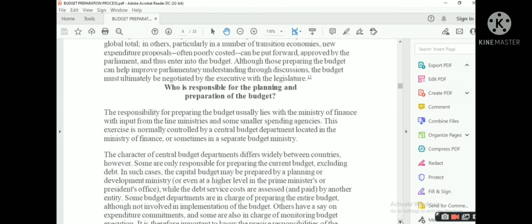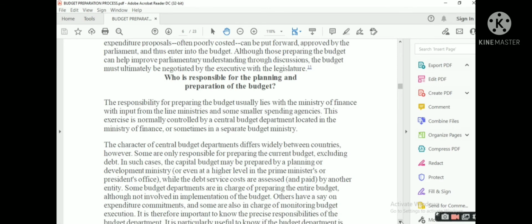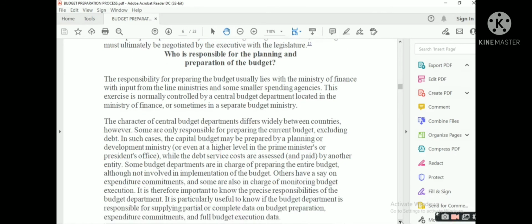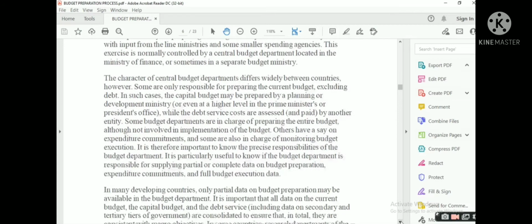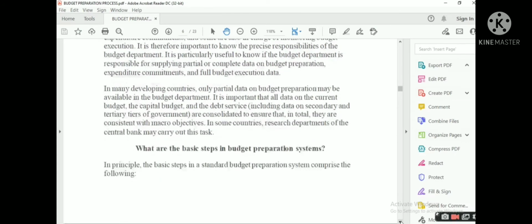Countries vary in the extent to which the parliament can change the budget once it is submitted for their consideration. Many countries, for example, allow for the composition of the expenditure or revenue plans to be changed, but not the global total. In others, particularly in a number of transition economies, new expenditure proposals, often poorly costed, can be put forward, approved by the parliament, and thus enter into the budget. Although those preparing the budget can help improve parliamentary understanding through discussions, the budget must ultimately be negotiated by the executive with the legislature.